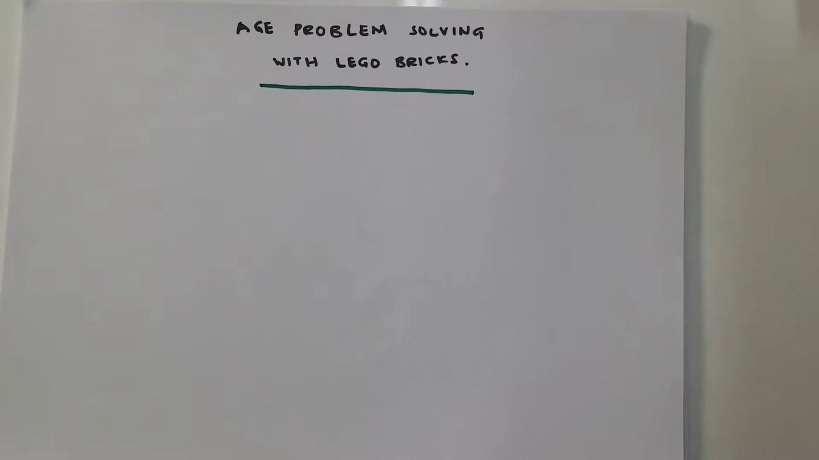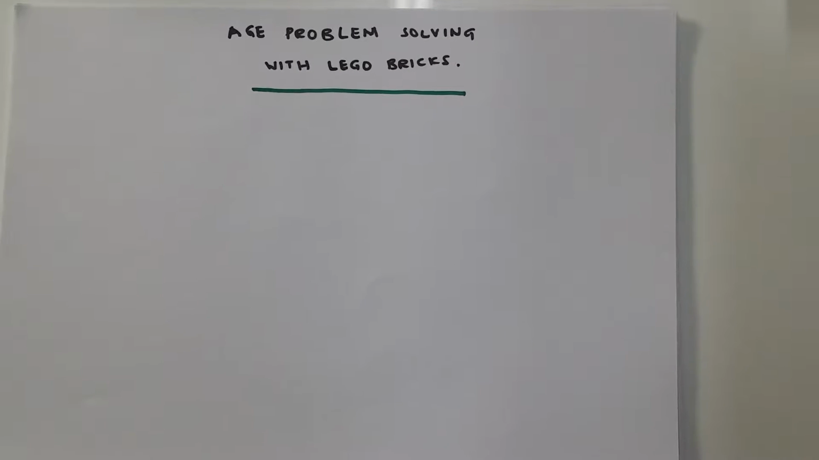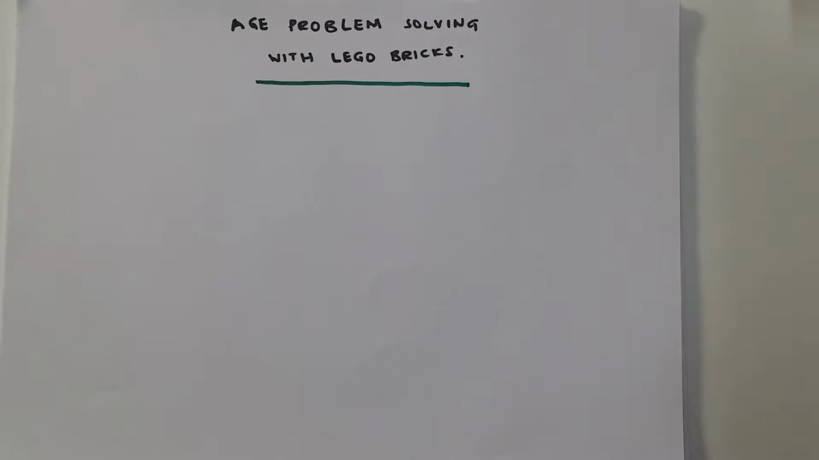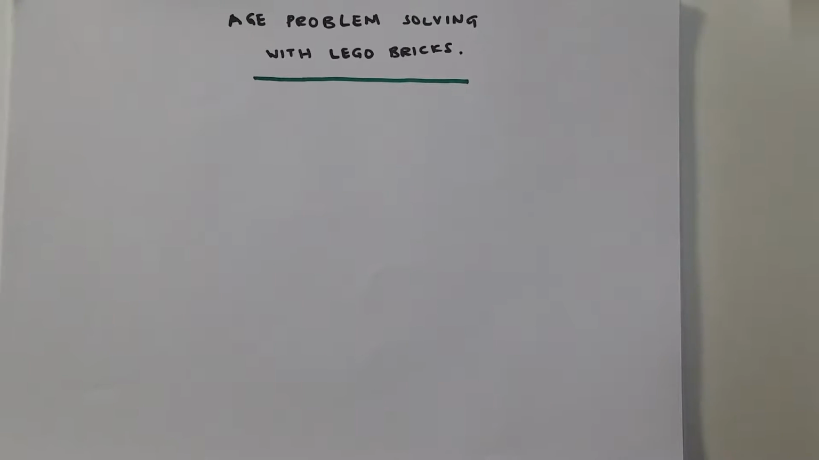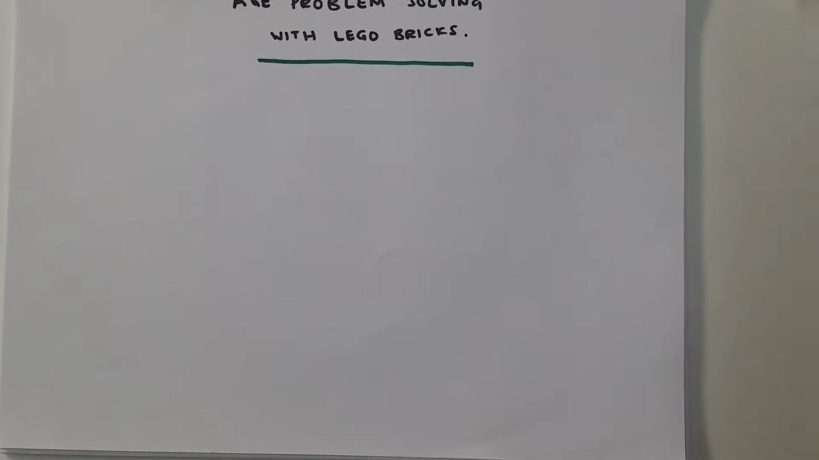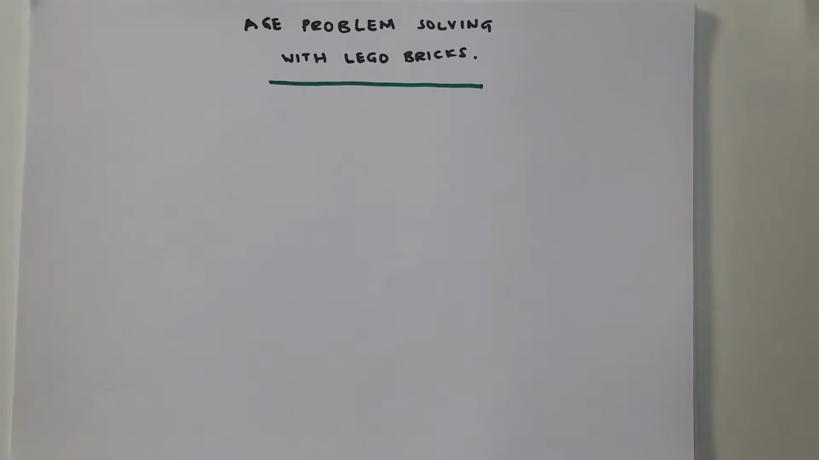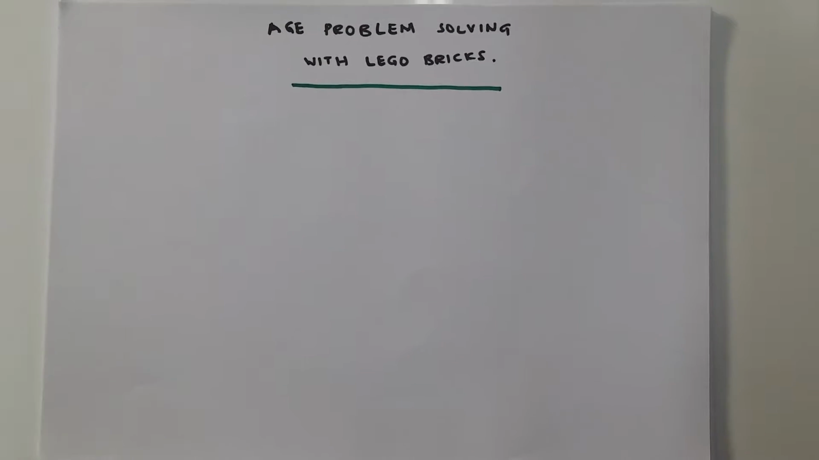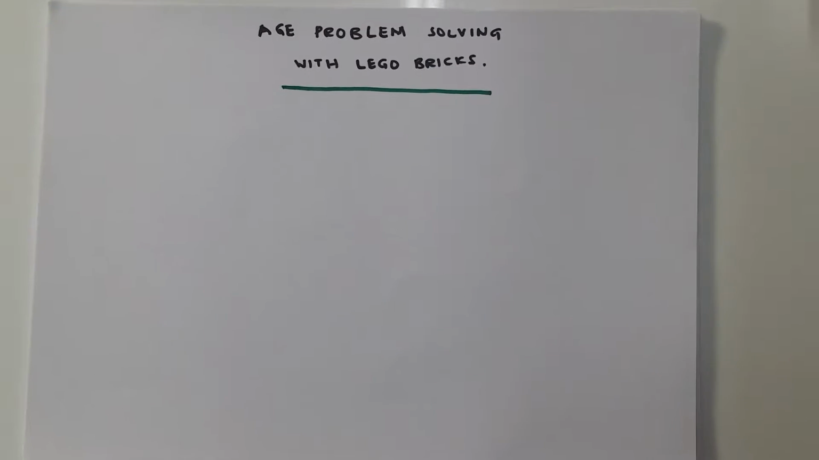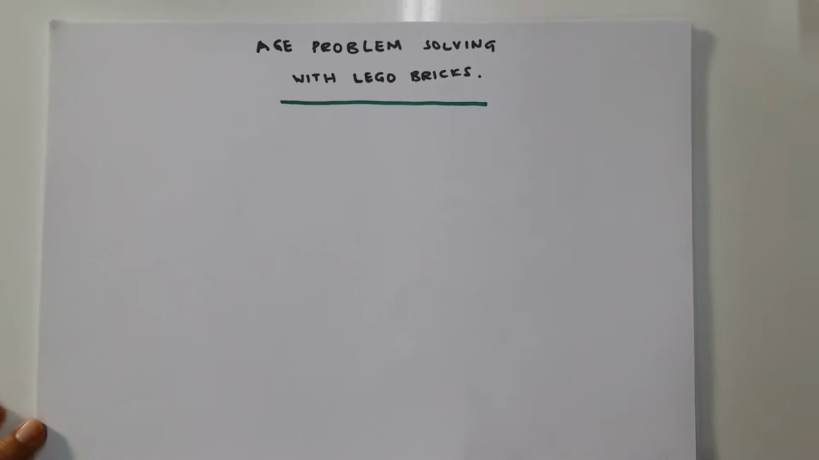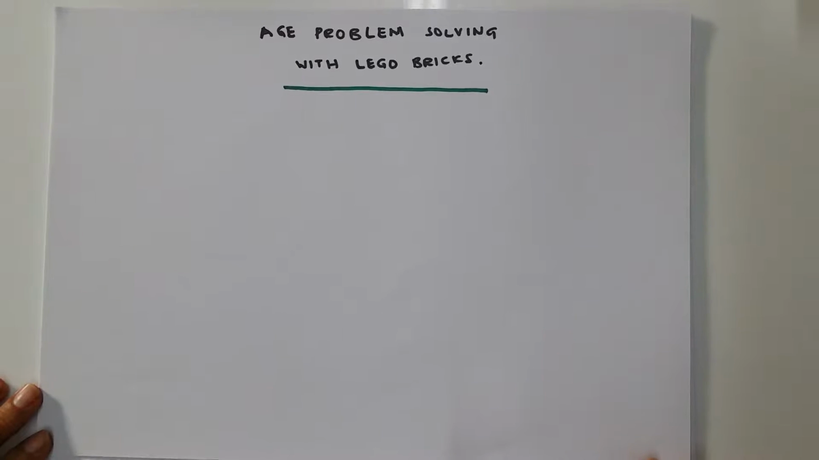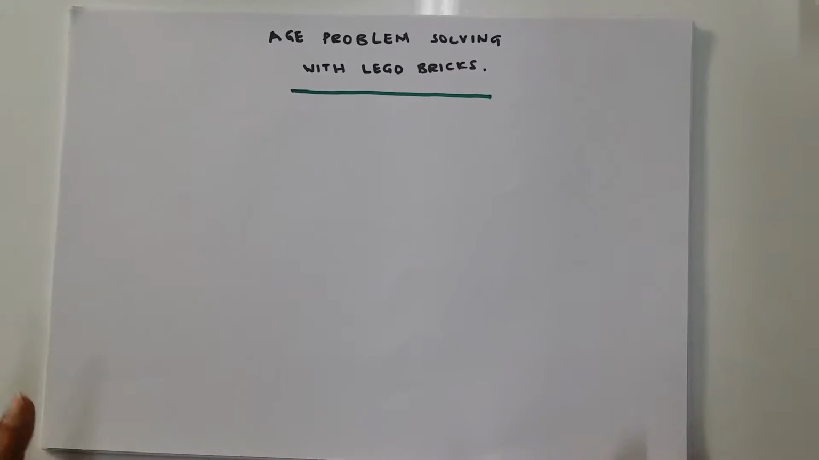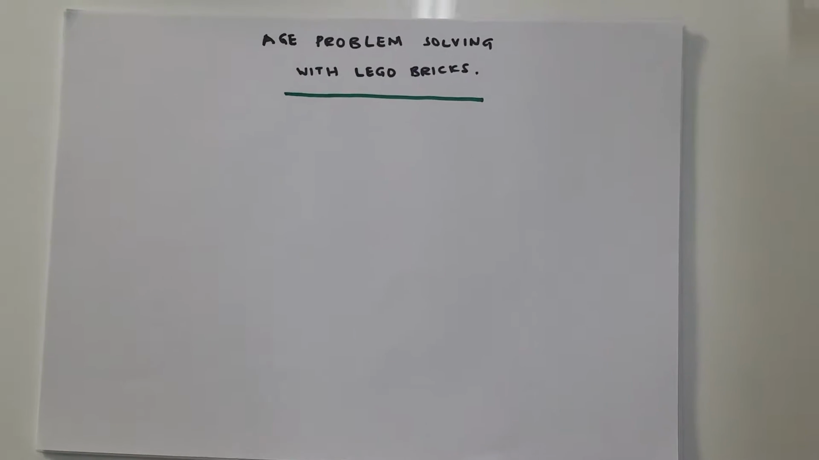Okay, today we're going to do age problem solving with Lego bricks. Under the topic of whole numbers, we'll be solving word problems involving the 4 operations, and one of the types of word problems we're going to face will be age problem sums. So before we start, the first concept we have to understand about age problem sums is the difference in age.